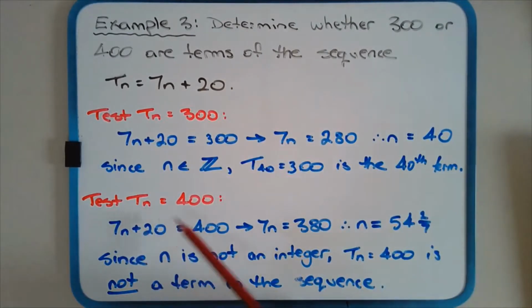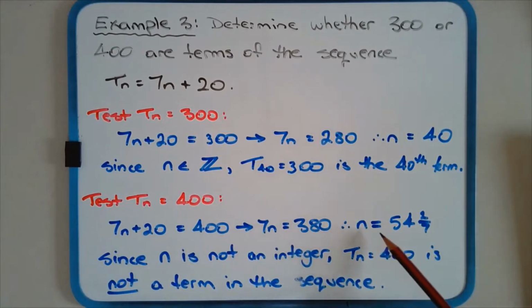Now let's test Tn equals 400. I'm going to test it the same way. Form the equation, 7n plus 20 equals 400. Solve for n, so dividing both sides by 7, we get n equals 54 and 2/7. And that doesn't make sense as a position number. When you're talking about a position or a rank, you know, the first, second, third, fourth, it doesn't make sense to have a rank that's fractional. Now, since n is not an integer, Tn equals 400 is not a term in the sequence.